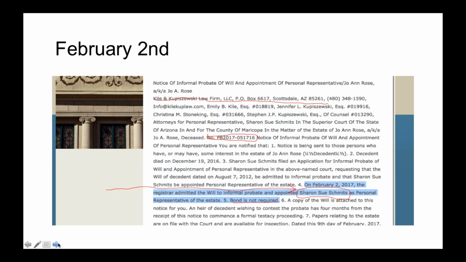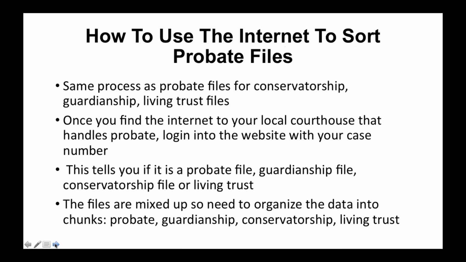I would just highlight and copy Sharon Sue Schmitz's name, open another web browser, type in Spoke.io.com, enter my login and password, paste her name in, get her address that way. $4.95 a month saves me from going down to the courthouse. Now, when you search for these files, you're also going to see probate files for conservatorship, guardianship, and living trust files. The only thing I'm interested in are new probate cases.